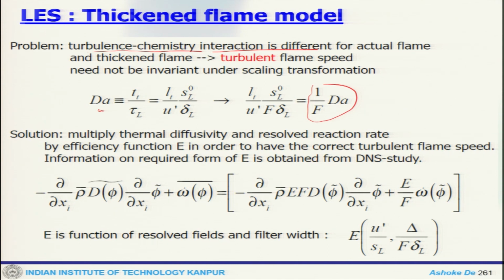So, the way this is done is that we multiply the thermal diffusivity and the resolved reaction rate by an efficiency factor E, in order to have the correct turbulent flame speed. This E is obtained from the DNS study. So, now the equation would be like this. This is our diffusion and reaction term on the right hand side, which is now modified with a factor E, then thickening by F, and the reaction term is multiplied by E by F. And this E, the flame wrinkling factor or efficiency function, is a strong function of parameters like u prime, S_L, delta F, delta L.